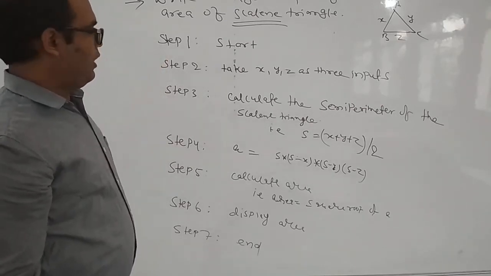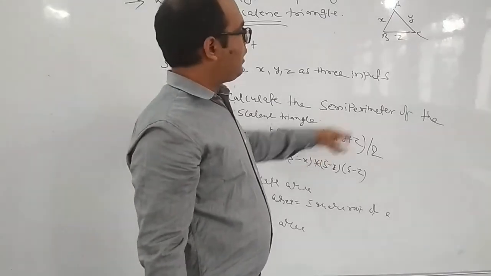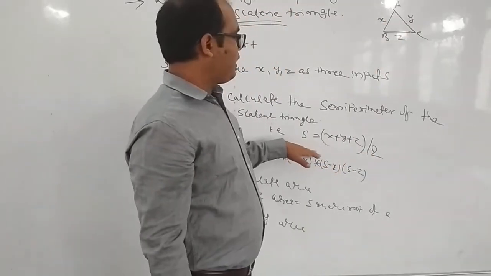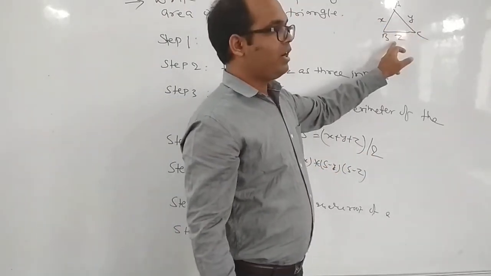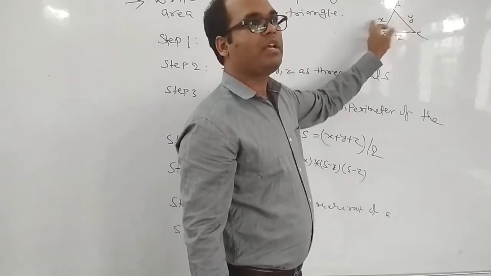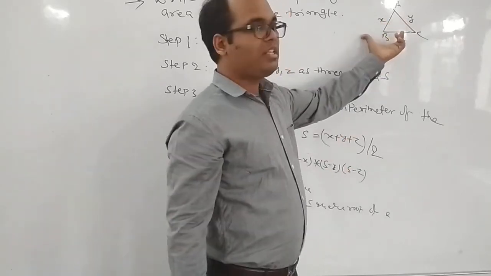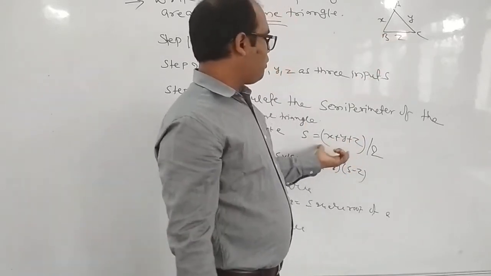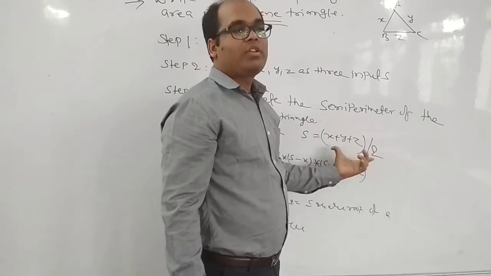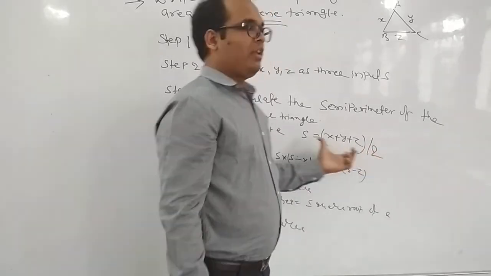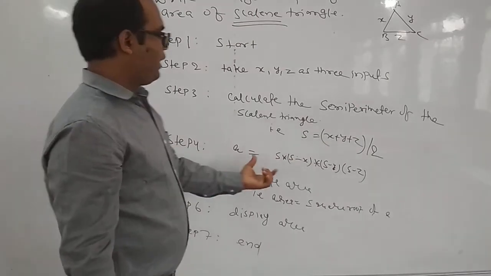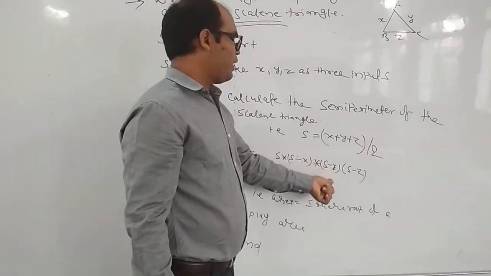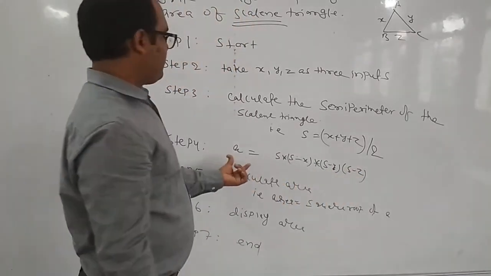So here x, y, z are the side measurements. The perimeter is the summation, the addition of x, y, z. In order to find the area, we need to find the perimeter. So S is equal to x plus y plus z divided by 2. Then to calculate the area, we need the product of S into S minus X into S minus Y into S minus Z. Now take this one as A.